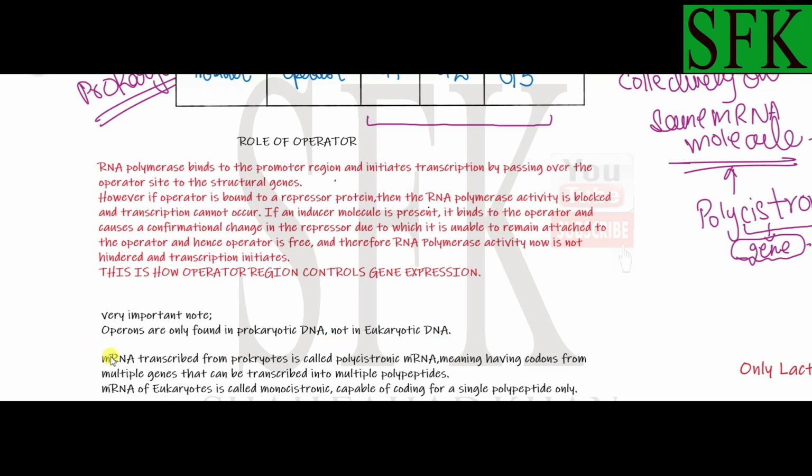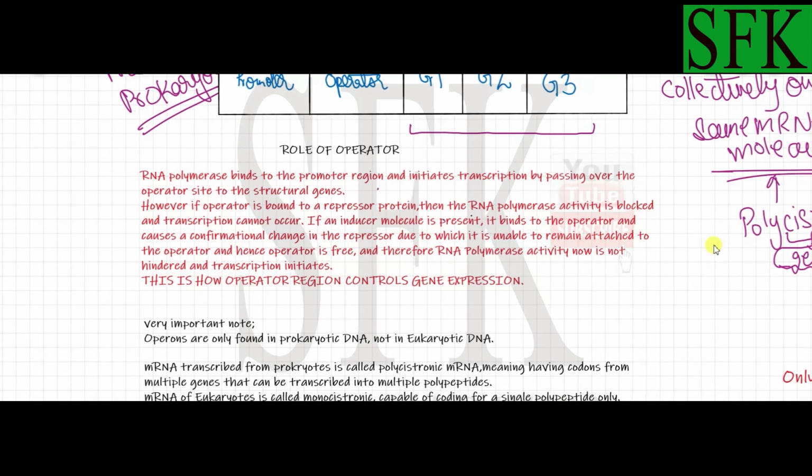Now, moving forward, the mRNA which is transcribed from prokaryotes is called polycistronic mRNA, having codons from multiple genes that can be translated into multiple polypeptides. Whereas the mRNA of eukaryotes is monocistronic because it is capable of coding for a single polypeptide only, because it contains codons for only one polypeptide. Okay, so that's it for this lecture.